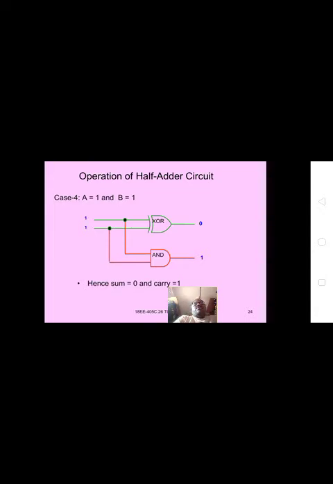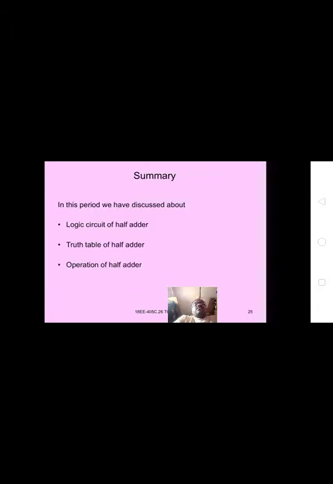I have shown the combinational logic circuit and also the inputs which we taken from the table as well as the outputs which we taken from the two tables. In this period, we have discussed about the logic circuit of half adder, truth table of half adder, and operation of half adder.